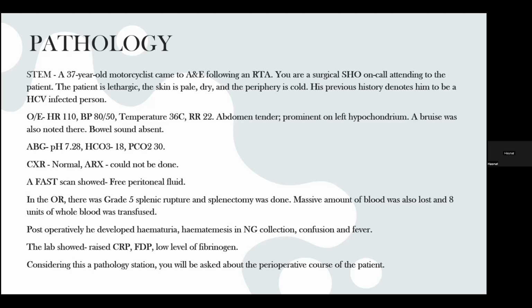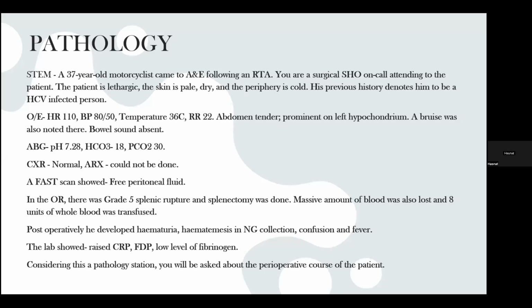Okay, what is opportunistic post-splenectomy infection? Yes, doctor. Post-splenectomy infection is caused by the encapsulated bacteria like Haemophilus influenzae, then pneumococcus and meningococcus, and also E. coli. Okay, what vaccines will you give the patient postoperatively? Postoperatively, we'll vaccinate the patient against the encapsulated bacteria like meningococcus, Haemophilus influenzae, and pneumococcus.